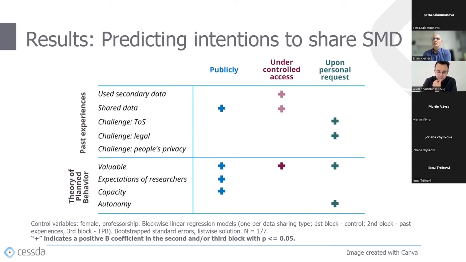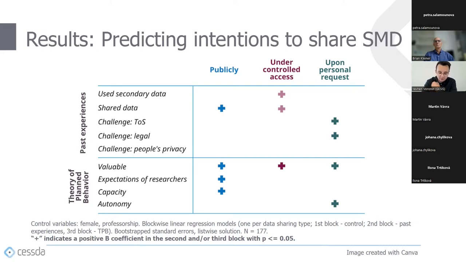Compared to public sharing and sharing under controlled access, when we speak about intentions to share upon personal request, the results are a little bit different. And here, perceived challenges play a much greater role. Concerns related to platform terms of service and legal regulations and legal uncertainties were significant positive predictors in the model. And speaking about components of the theory of planned behavior, the perception of sharing as valuable is also a positive predictor. But what is different here, another positive predictor was perceived autonomy.